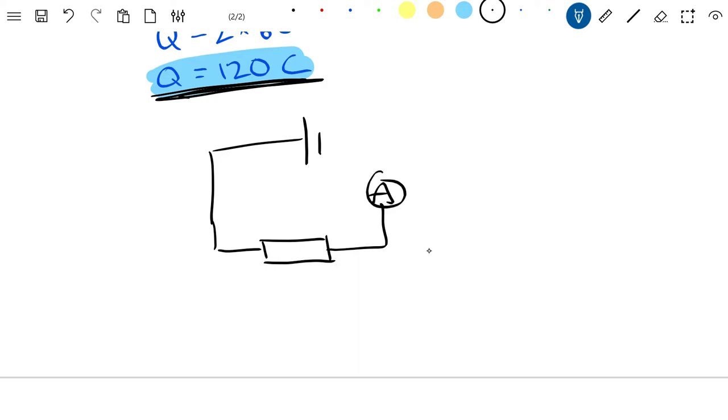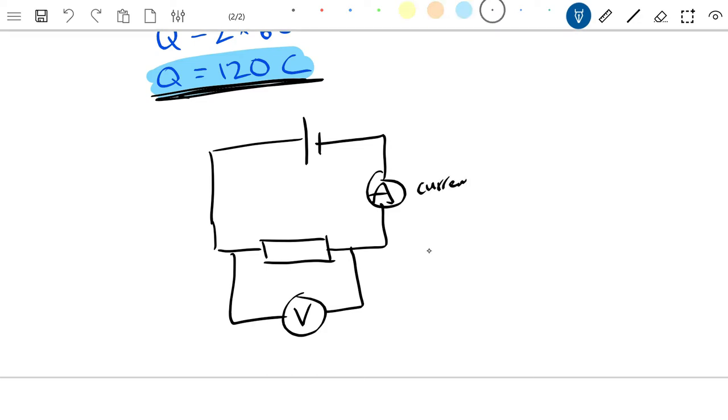Now, the test circuit is basically a circuit which contains a voltmeter and an ammeter. This voltmeter and ammeter allows us to measure the current and the potential difference at the same time. So an ammeter measures the current, a voltmeter measures the potential difference or voltage.